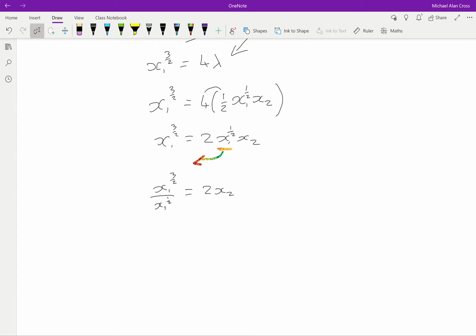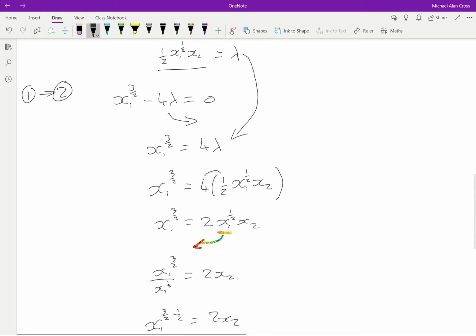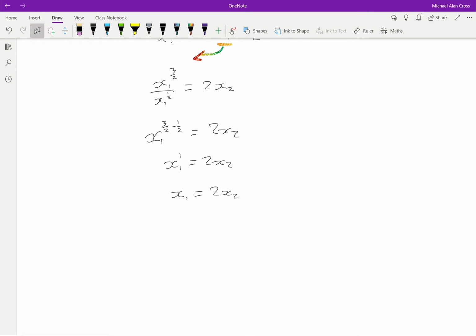Obviously this looks horrible, but there's a simple rule when you divide powers where the powers subtract. And again, on your calculator, however you want to do that, you get a 1. And that 1 is unnecessary because it just means it's on its own. So now we've got a nice expression for x1, and I can finally take the result of this and put it all into equation 3.